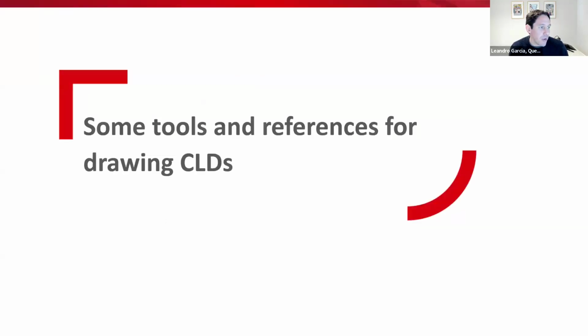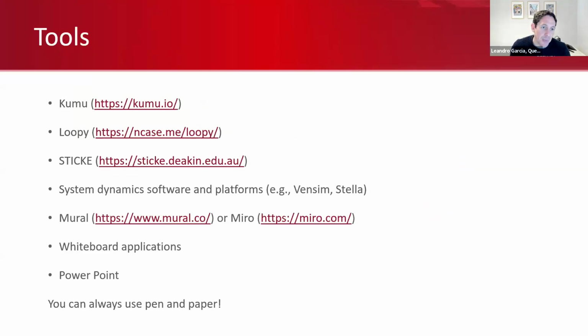And finally, some tools and references for drawing CLDs. I left here some tools that you can use to draw CLDs. The first three are online tools dedicated to drawing CLDs. Kumu has features that allow you to draw other types of diagrams as well, but Loopy and Sticky are specifically for CLDs. The first two are free. Sticky has a fee to use. You can use system dynamics platforms and software like Vensim and Stella as well. They have space or features that allow you to draw causal loop diagrams.